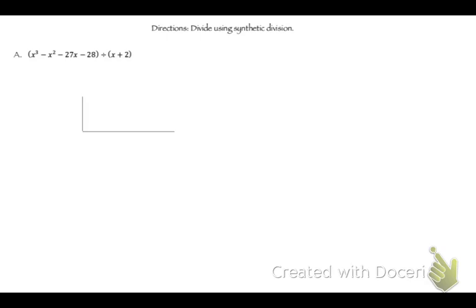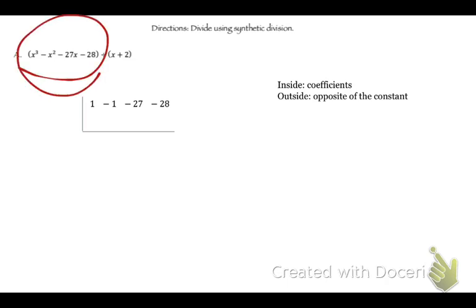First you draw this L shape here. On the inside are the coefficients, and the outside are the constants. So inside, I'm going to have 1, -1, -27, and -28. And that came from just those coefficients there. On the outside is the opposite of this sign right there. So that's a +2, which means on the outside, I'm going to have a -2.